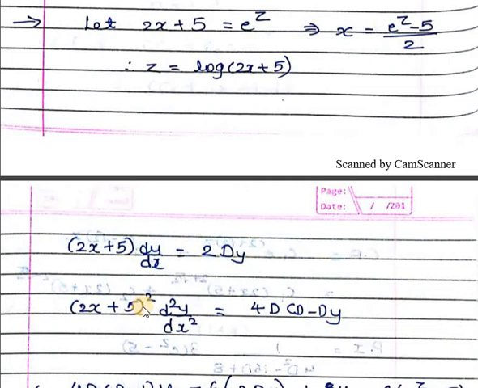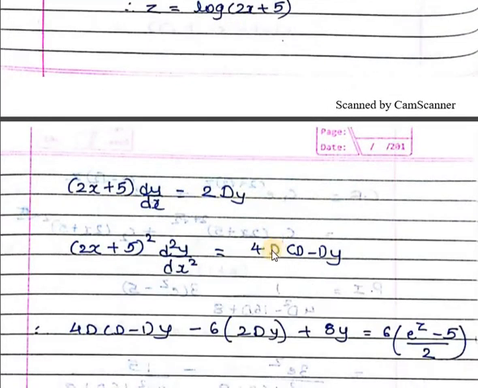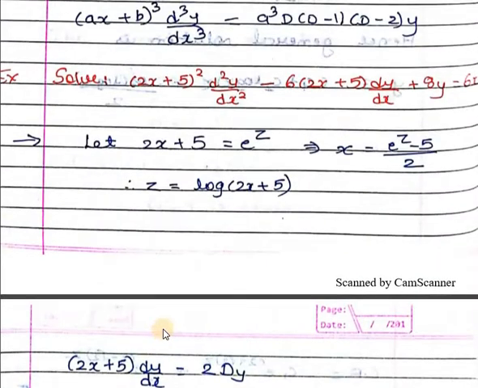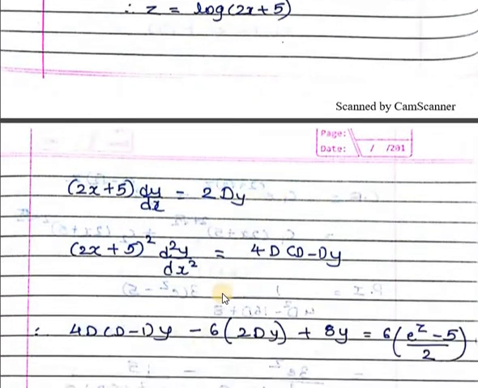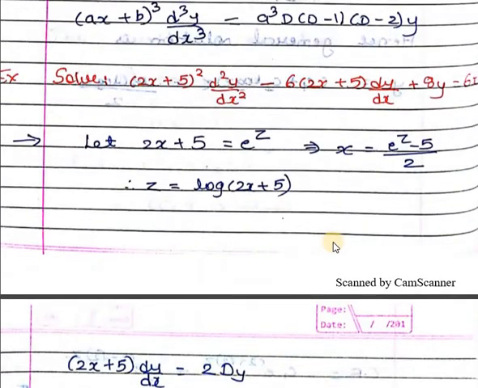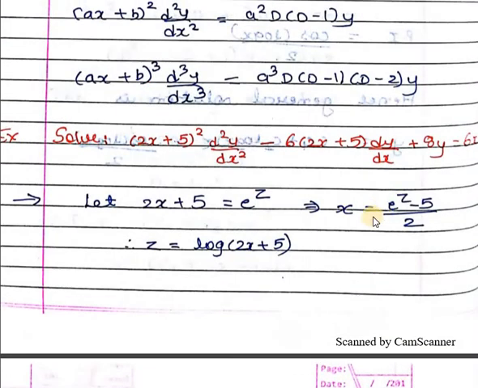In the same way, (2x+5)^2 d^2y/dx^2 will be converted into a^2 D(D-1) y. Here a is 2, so a^2 is 4. Therefore we replace (2x+5)^2 d^2y/dx^2 by 4D(D-1) y. In the same way we replace (2x+5) dy/dx by 2D y, so it will be minus 6 into 2D y plus 8y equals 6 into x. The value of x is (e^z - 5)/2.